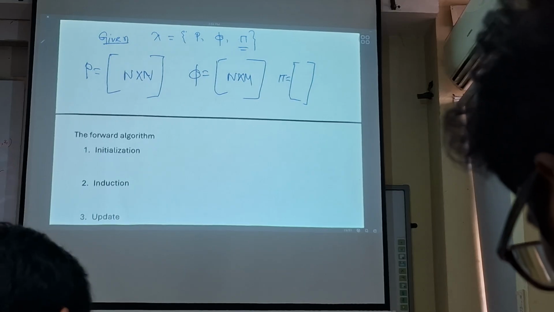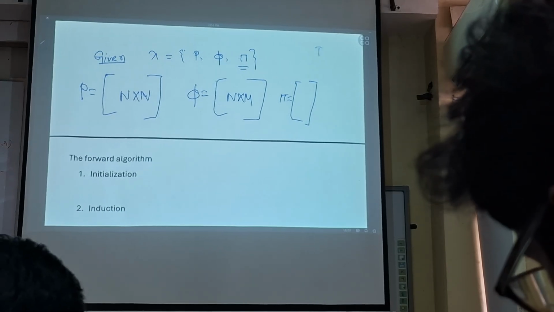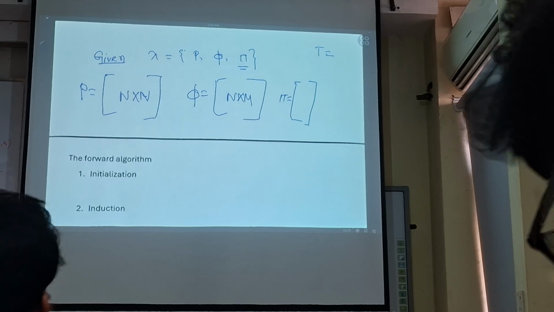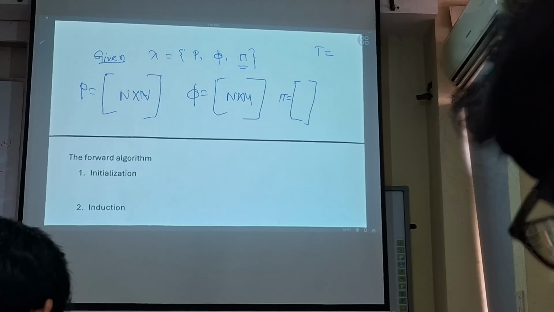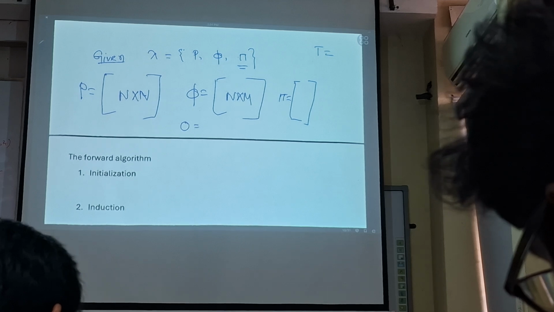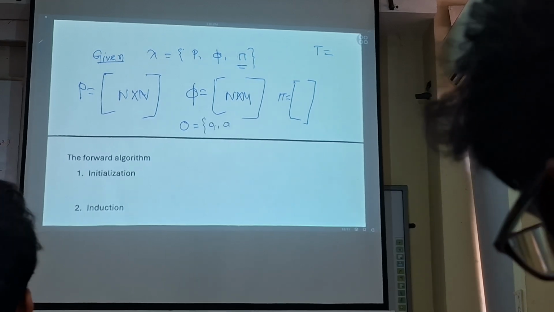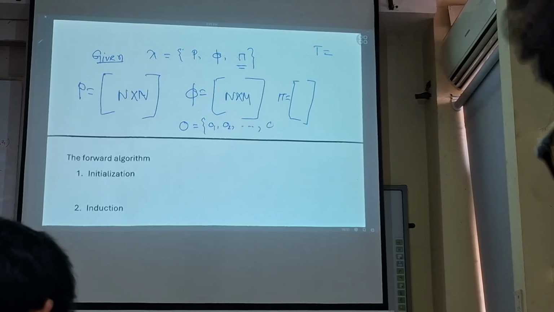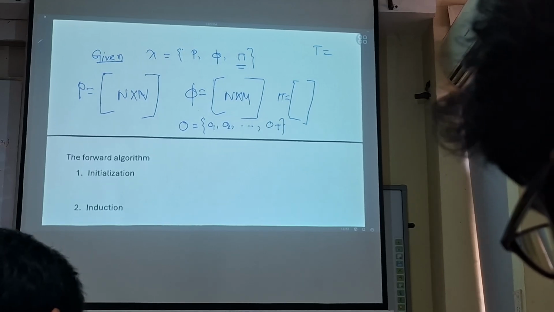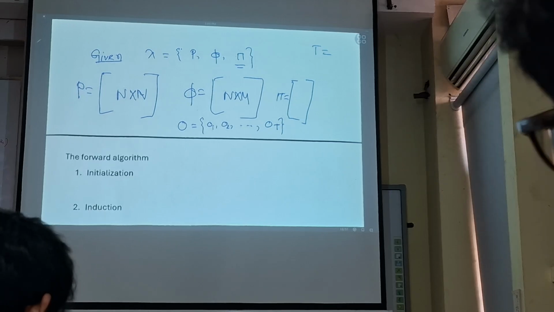Then, what are the other things given? The value of p is given. That means for how many steps you will observe the Markov chain. Another quantity is given, that is the output that you observe. So all of these are given.